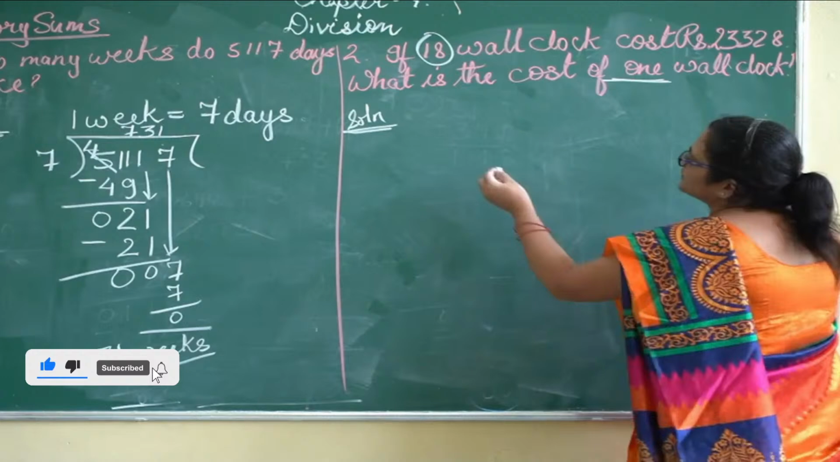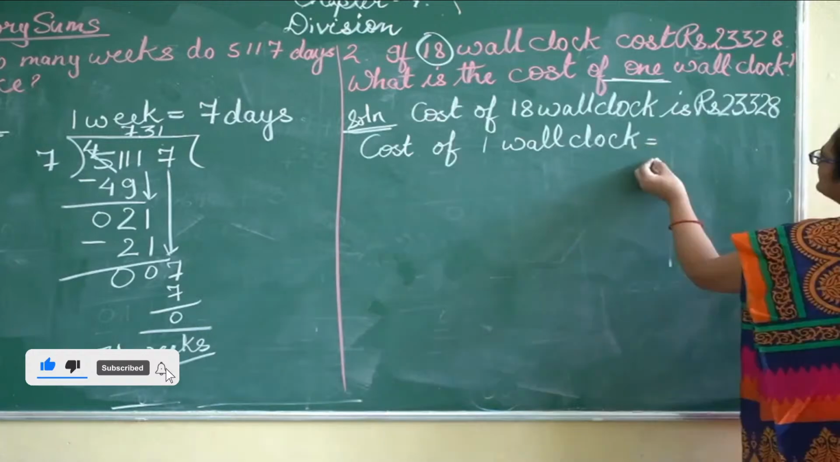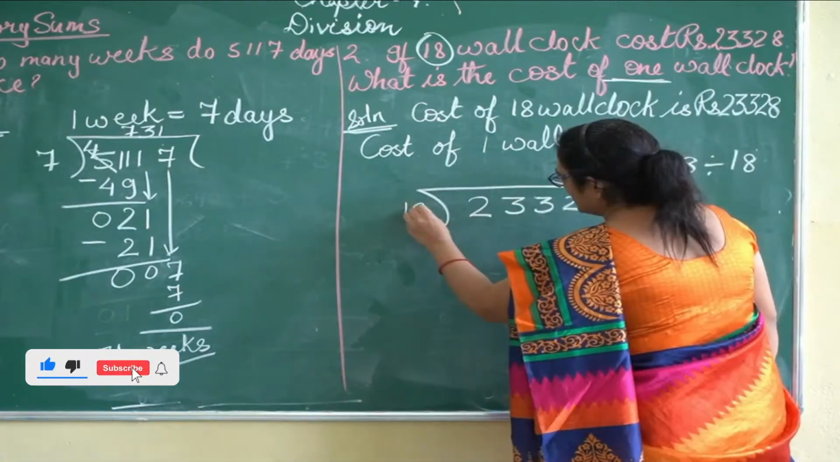Okay, how will we find it? We will divide 23,328 divided by 18. So now for the cost of one wall clock, what will we do? Divide. In the table of 18, does 23 come? No, the number smaller than 23 is 18. 18 ones are 18. Subtract: 3 minus 8, can you subtract? No, we'll take the borrow.